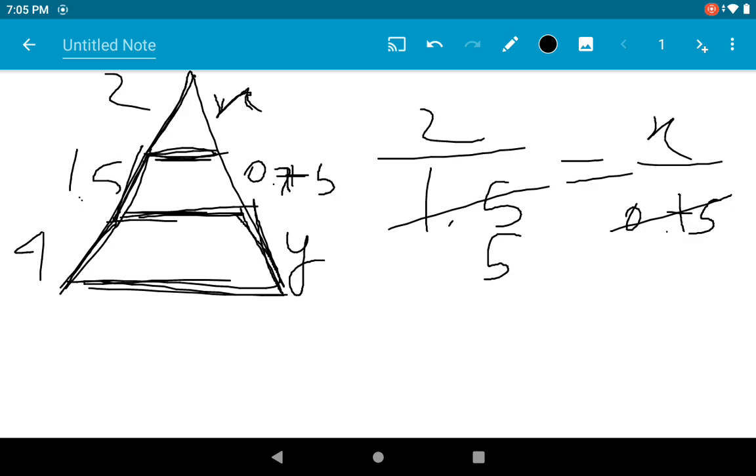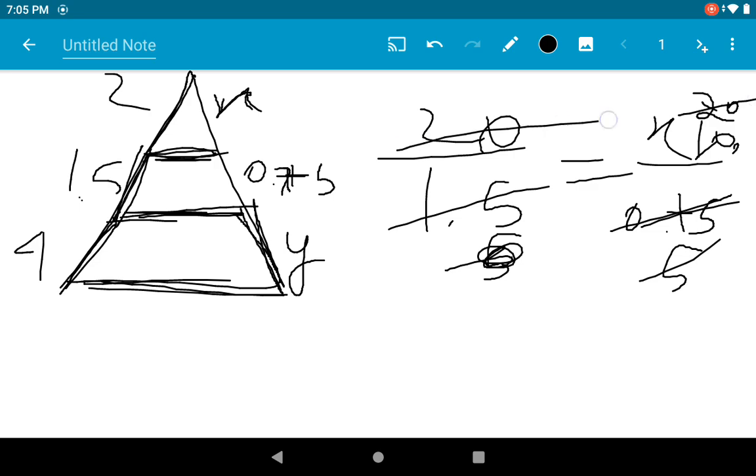Right? Oh, wait. No. This is 15. The 10 is going to come over here. And 15, 5, 2. There's a 100 over here. So we have a 20. So x is equal to 1.